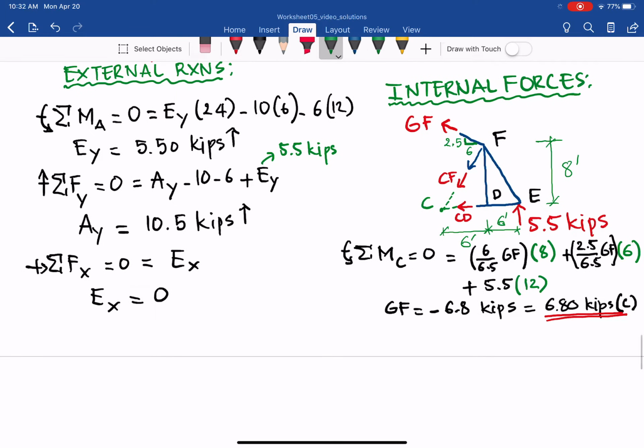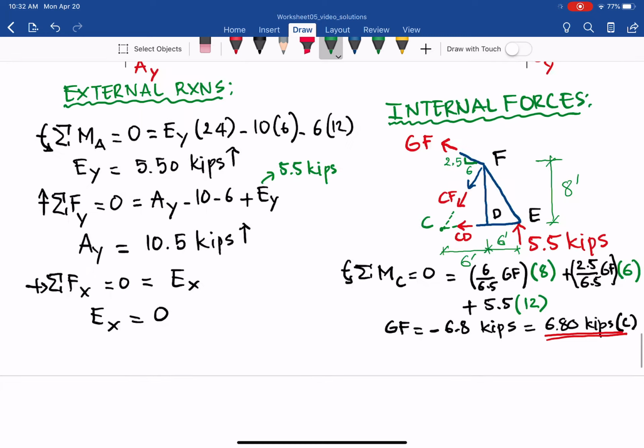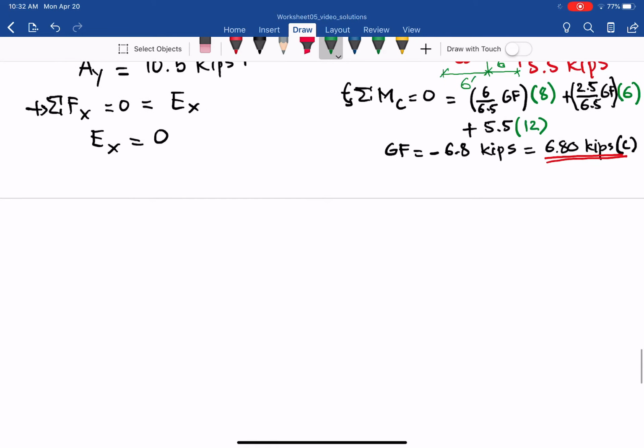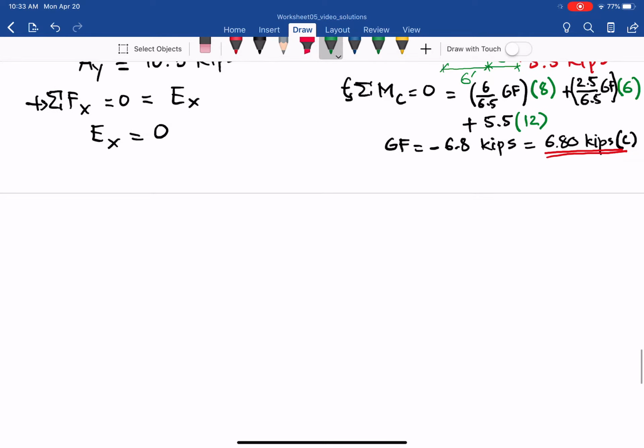So that member is in compression, so it can buckle. We have to design for both buckling and yielding, and normally buckling will govern. So let's start with buckling, design for buckling.